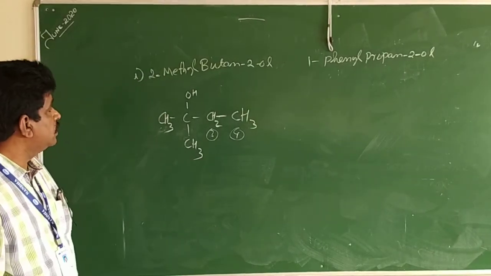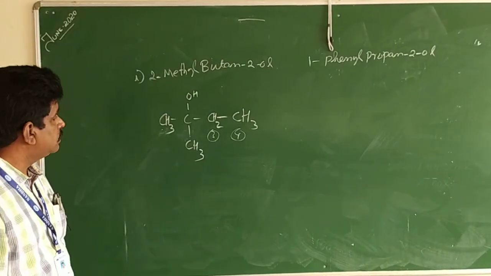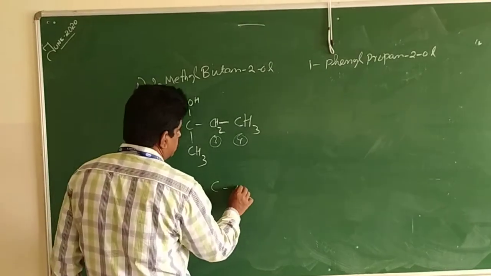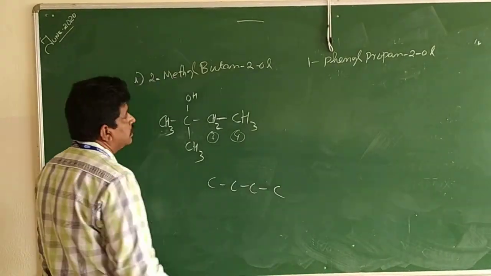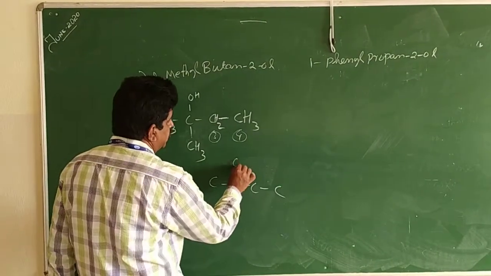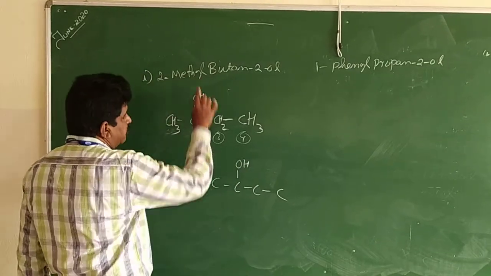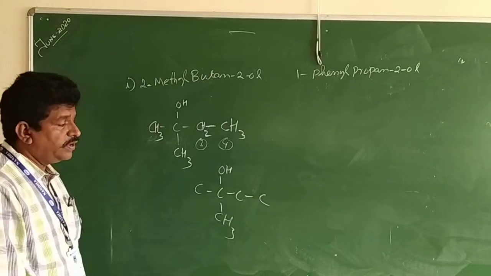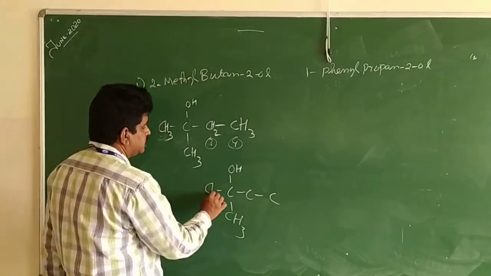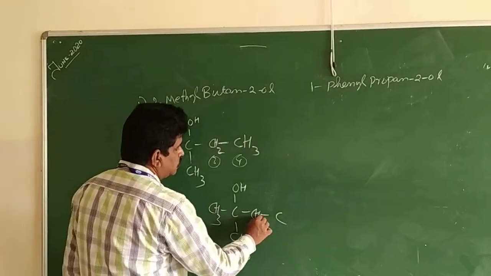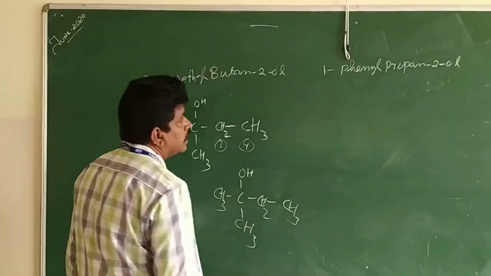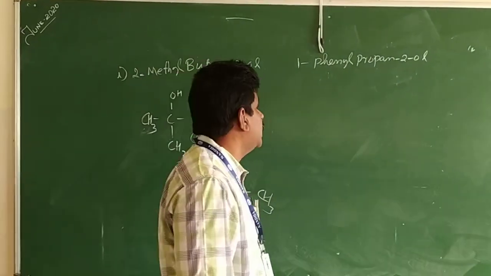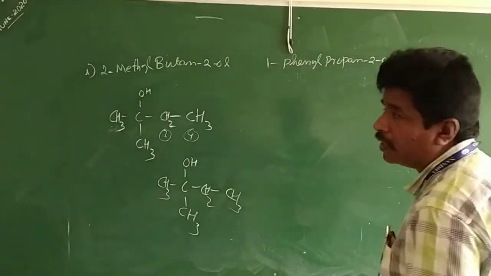So first of all, we have to write the parent compound. The parent compound we wrote as 1, 2, 3, 4 butane and 2-ol. At the second place, the OH group, and at the second place, a methyl group. The remaining valence of carbon we fill with hydrogens: CH3, CH2, CH3.